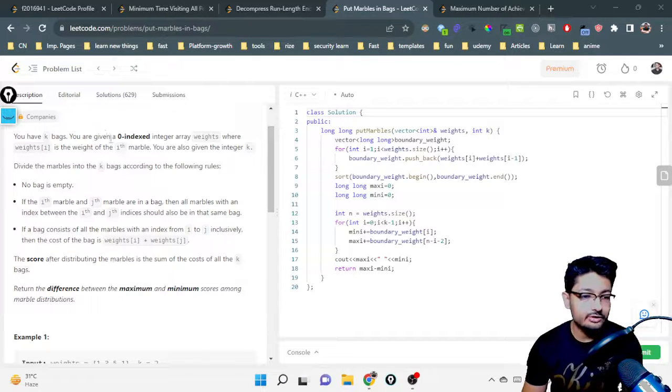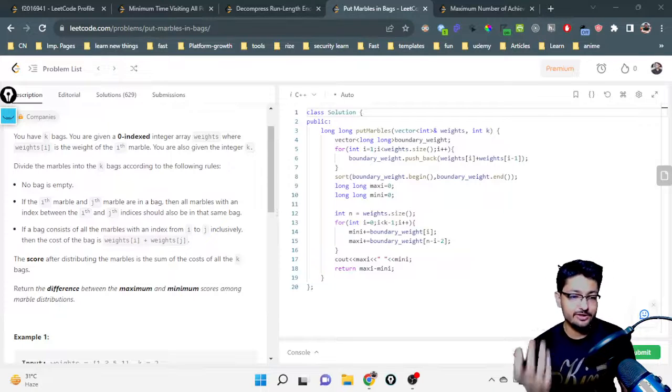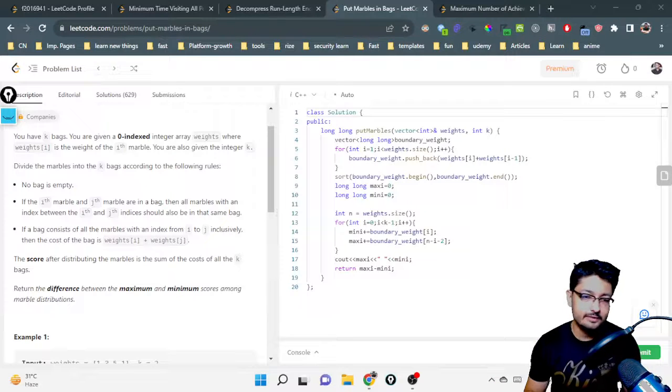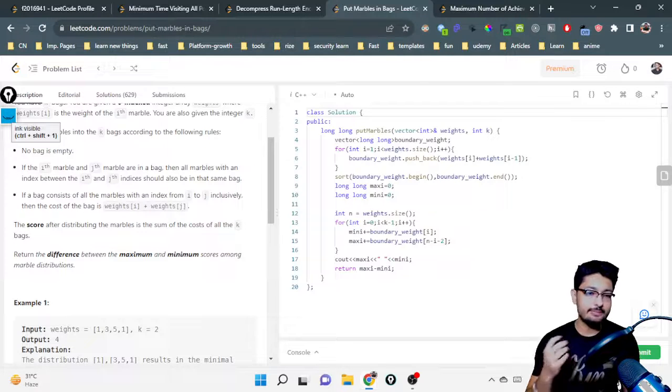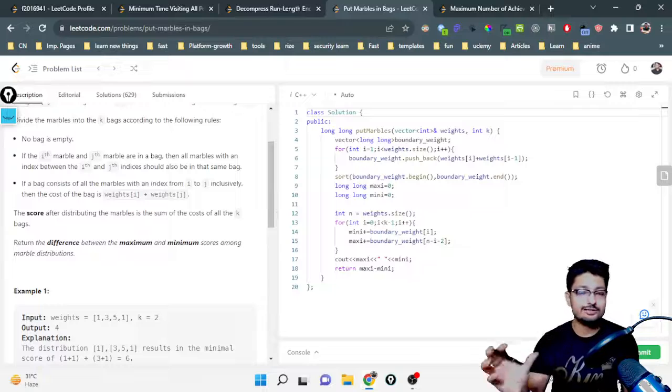And you are given a 0-indexed integer array weights, where weights[i] is the weight of the ith marble. So you are given K bags and also some marbles, as you can see. Now divide the marbles into K bags. You have to divide these marbles into K bags according to the following rules. No bag is empty, so you have to put all these marbles in these bags.